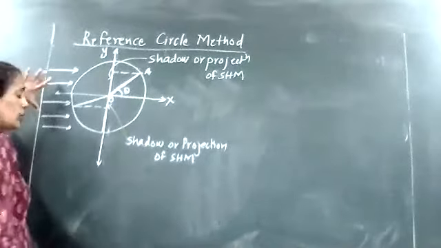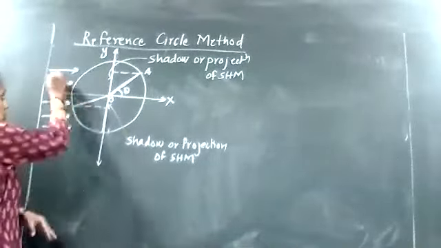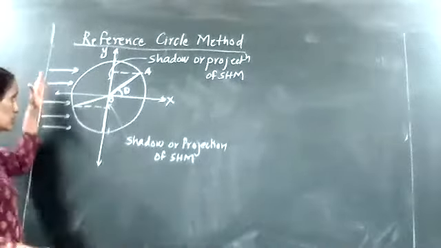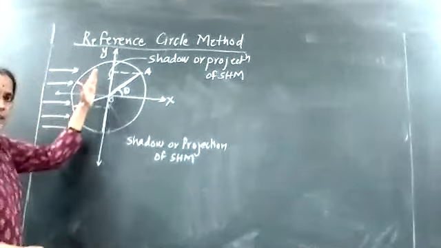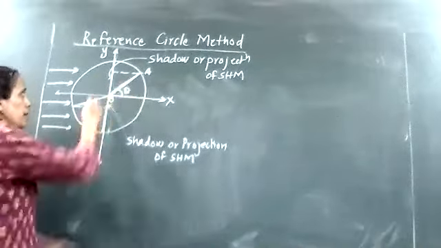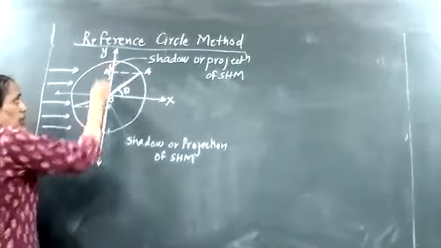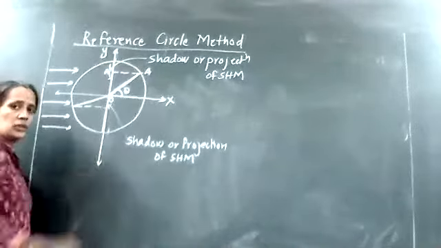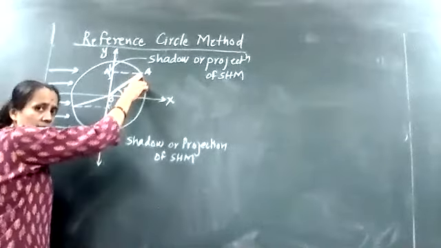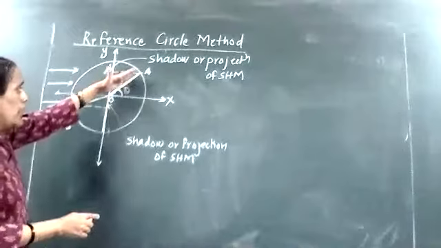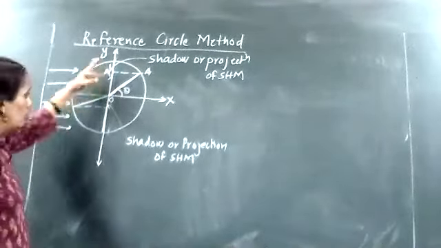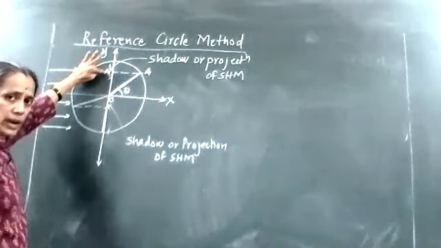And if I am going to make light incident, this parallel arrow indicates the incident light. So here the incident light is incident on this rod, so that because of this rod I am getting a shadow along the reference diameter, along the y-axis. OA is the length of the rod and the shadow of that rod I am getting along the y-axis is nothing but OA dash.